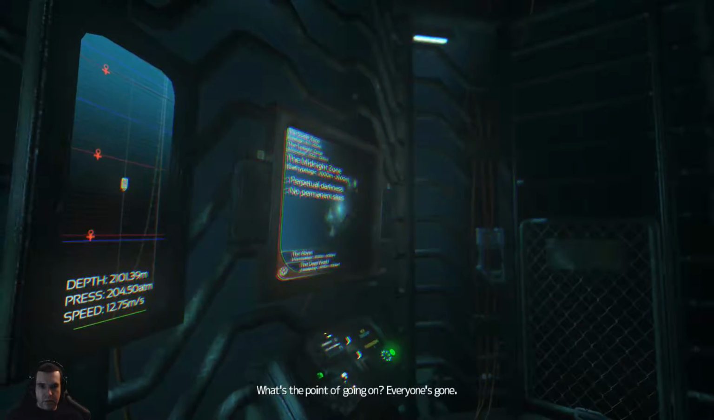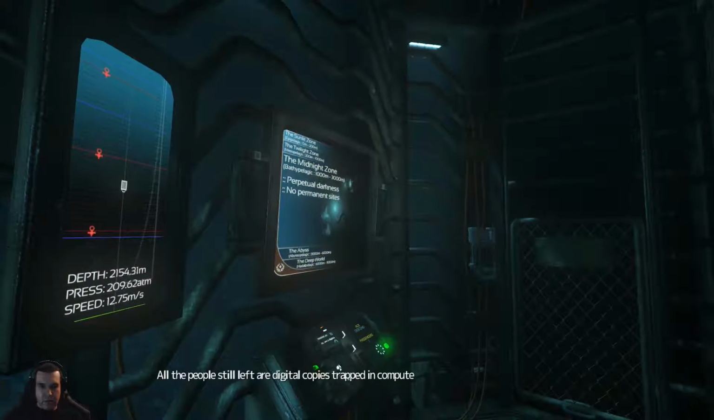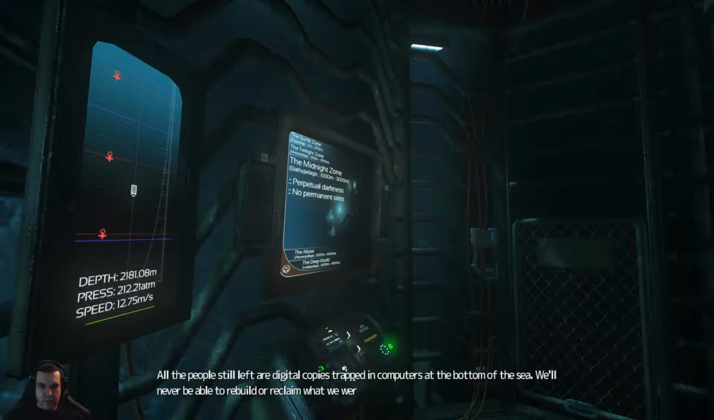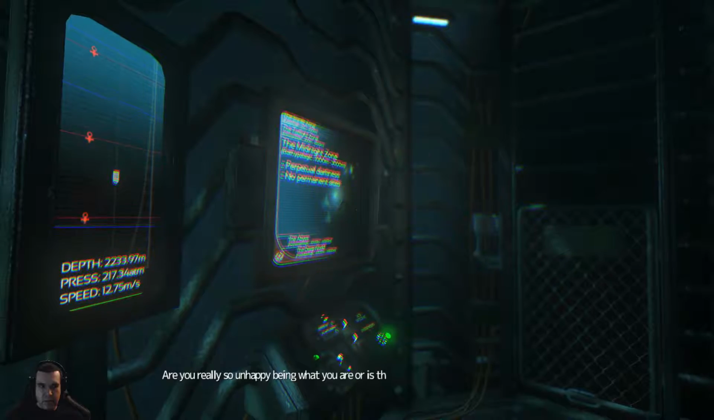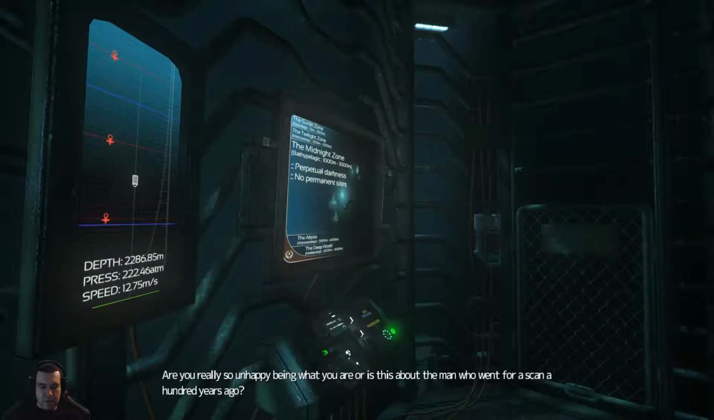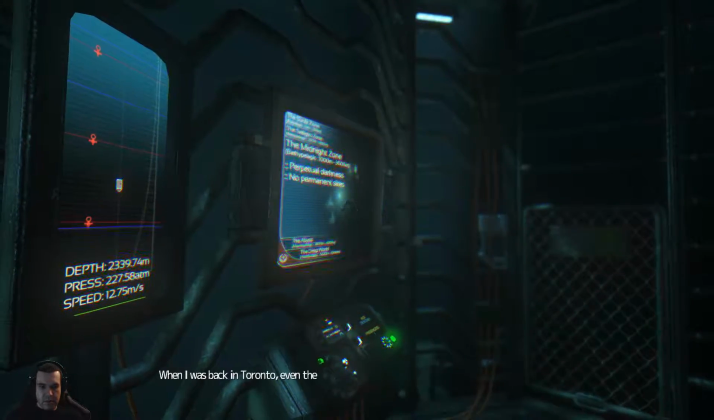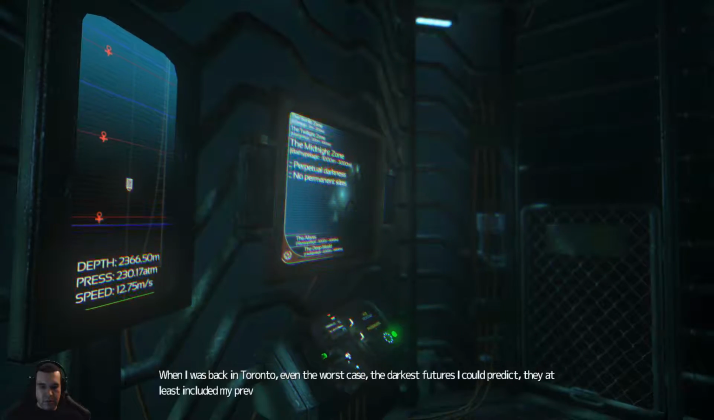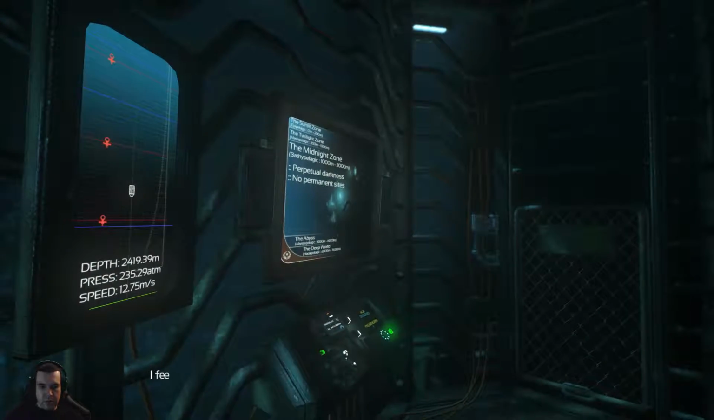What's the point of going on? Everyone's gone. All the people still left are digital copies trapped in computers at the bottom of the sea. We'll never be able to rebuild or reclaim what we were. Are you really so unhappy being what you are, or is this about the man who went for a scan 100 years ago? Both, I guess. When I was back in Toronto, even the worst case, the darkest futures I could predict, they at least included my previous life somehow. I feel so uprooted.